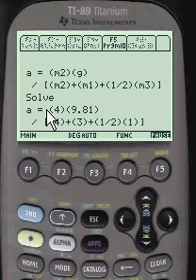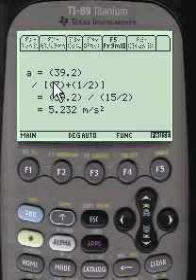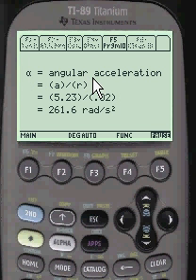So we're going to put all the variables in, which we do here, and we solve for it. And with the calculations, it equals 5.232 meters per second squared. I also do the angular acceleration for you, which is divided by R. Linear divided by R equals 261.6 rads per second squared. This is divided by 0.02.